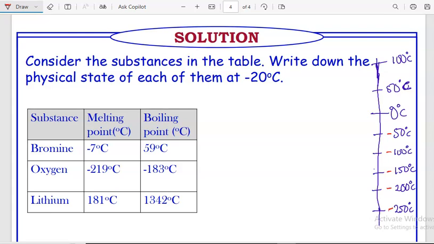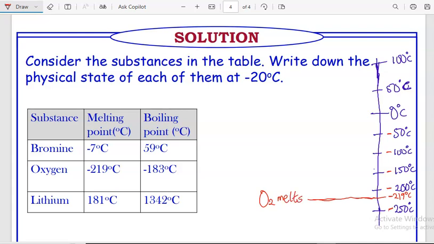And the first thing to do now is to locate the melting and boiling point of oxygen. Okay? Alright. The melting point is minus 219 degrees Celsius. So let's locate minus 219 degrees Celsius. This is minus 200, minus 250. So minus 219 is between minus 200 and minus 250, right? So let's assume this is minus 219 degrees Celsius. So at this temperature, oxygen melts.